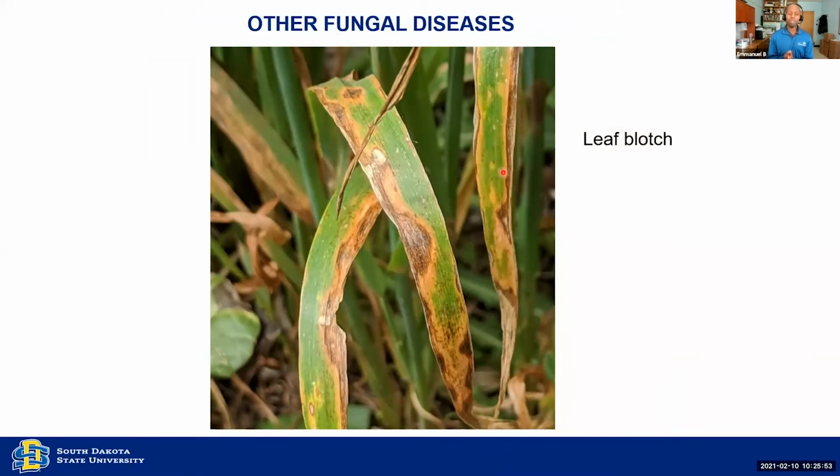Are there other fungal diseases in oats? The answer is yes. We see a few of those, but they tend to be more on certain varieties than others. One particular disease that has shown up very strongly, at least last year, was leaf blotch.